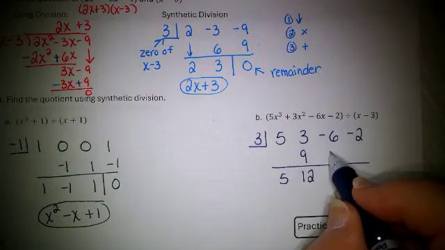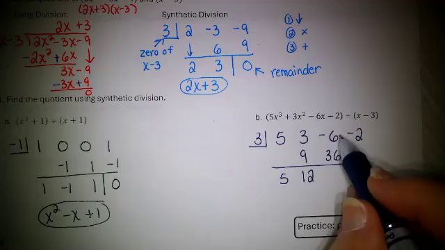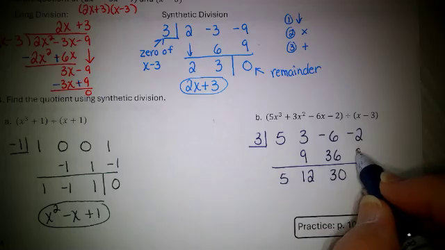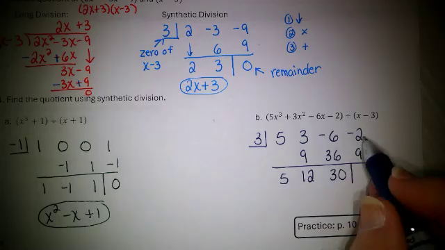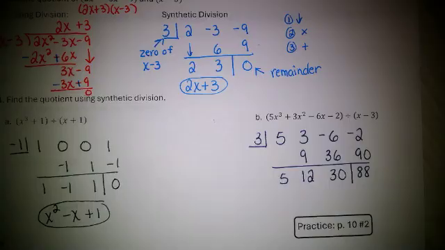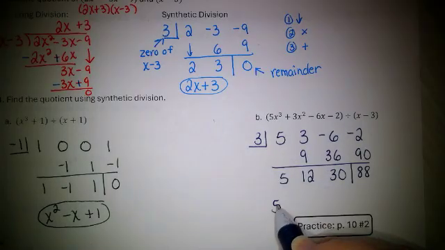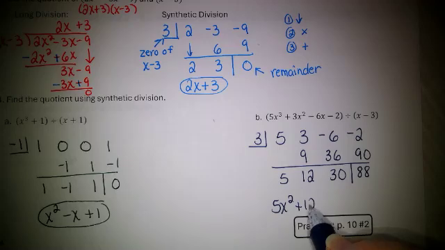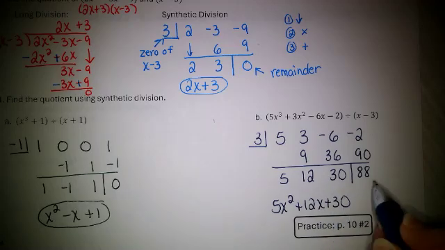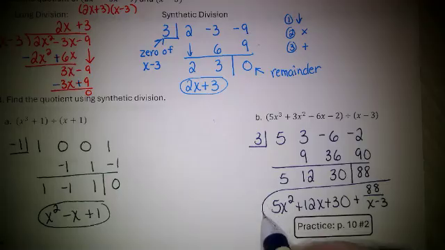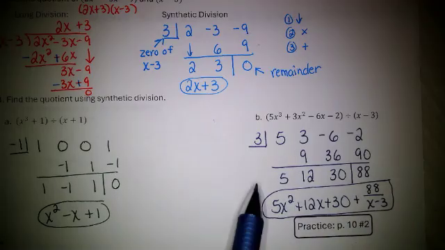12 times 3 is 36. Negative 6 plus 36 is 30. 30 times 3 is 90. And negative 2 plus 90 is 88. Well, that didn't divide nicely. We always start one power smaller than what we were dividing with. So 5x squared plus 12x plus 30. And 88 is my remainder, so I'm going to put 88 over x minus 3. And there's my answer by using synthetic division.